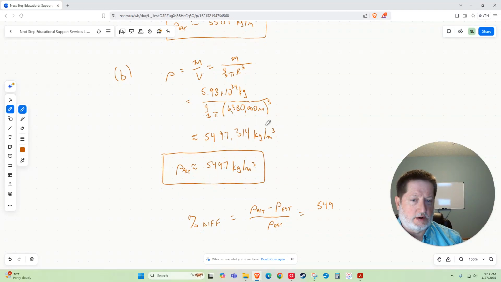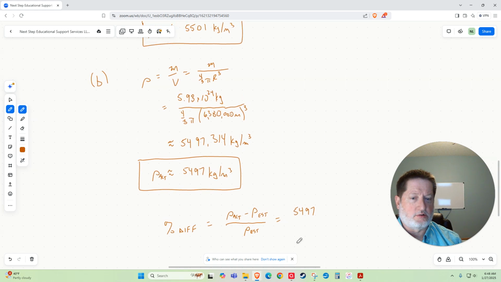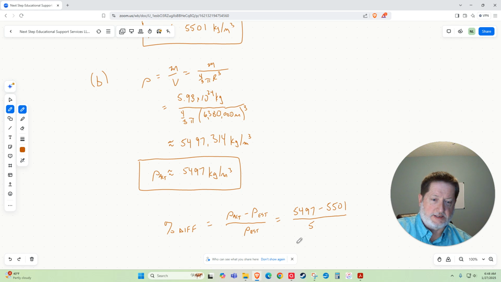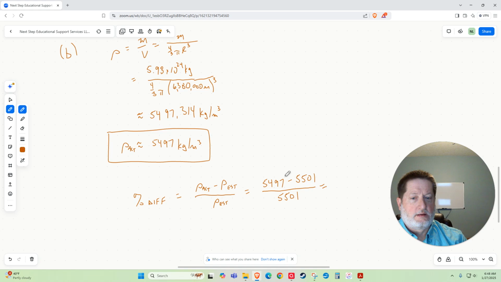We're going to take our 5497. These are all in kilograms per cubic meter, both of these numbers and this denominator number. So I'm not going to bother using them. They're all going to cancel. Divide that by our estimate from part A. And this is, that's a pretty small number actually. It's only about 4 off. It's a very small number. So we should expect a very small percent difference. Go ahead and calculate your number and see what you get.